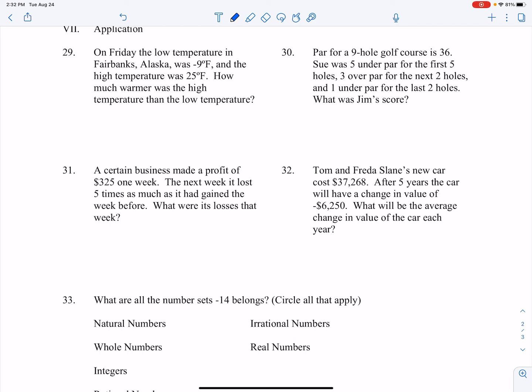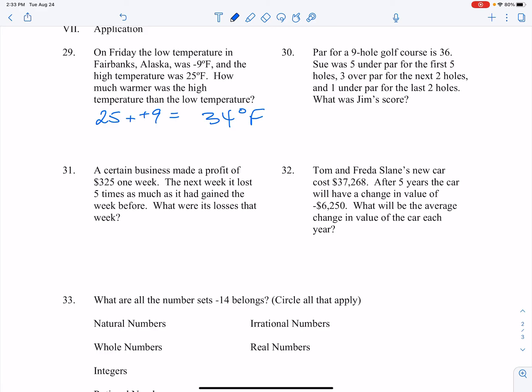Now, I told you the other day that to do this kind of problem, it's always high minus low, because I'm looking for the distance between 25 degrees and negative 9 degrees on a thermometer. So you take the high temperature and you subtract the low temperature from it. So since it's minus and negative, we're going to change that. So 25 plus 9 gives me 34, and then don't forget the degrees Fahrenheit.